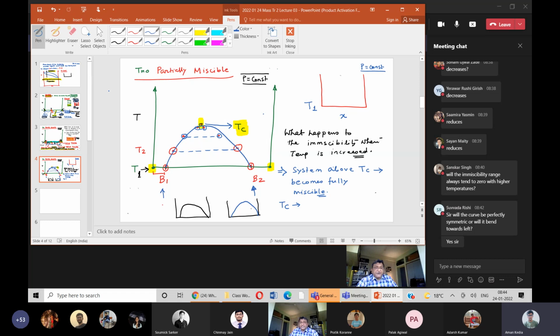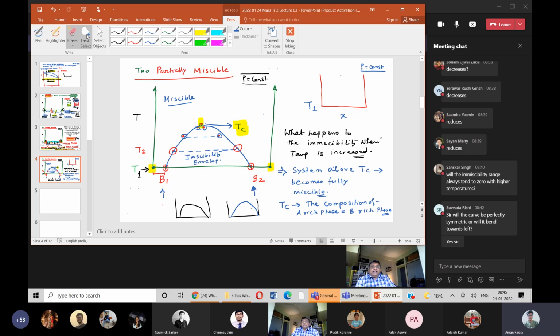So TC is that temperature at which, can anybody define, the composition of A-rich phase becomes equal to that of B-rich phase. Is that clear? And above this, it becomes completely miscible. And here is the immiscibility envelope. Clear?